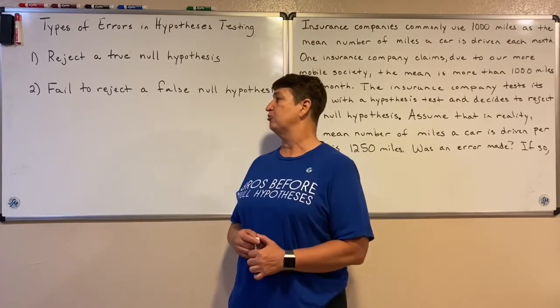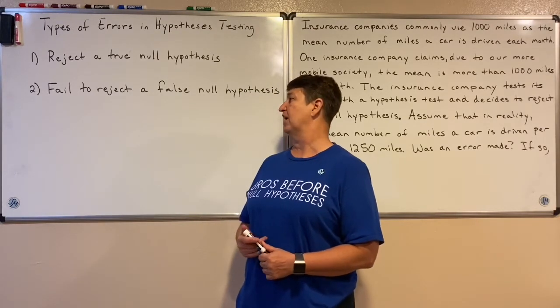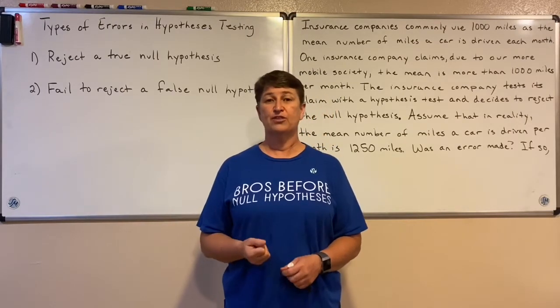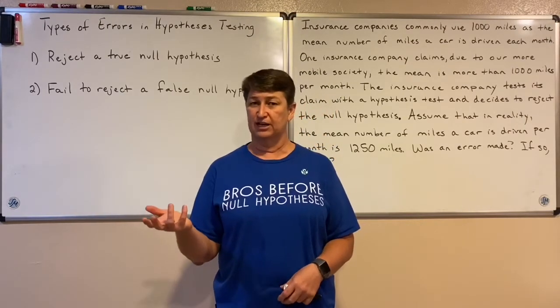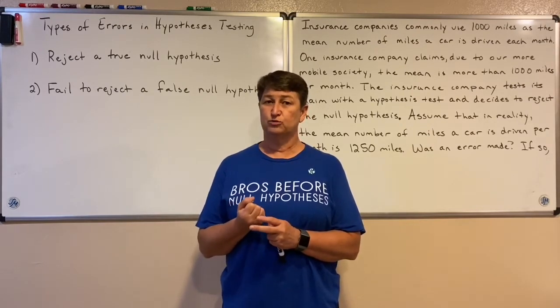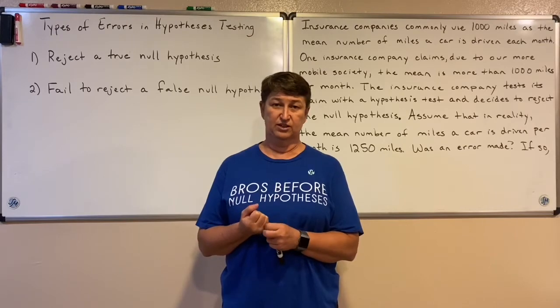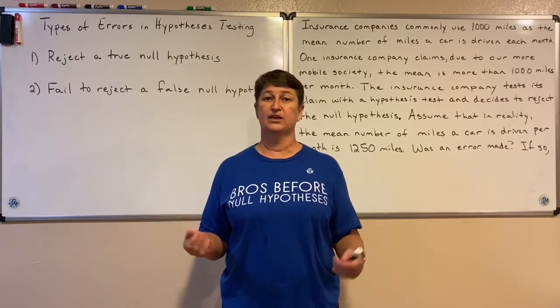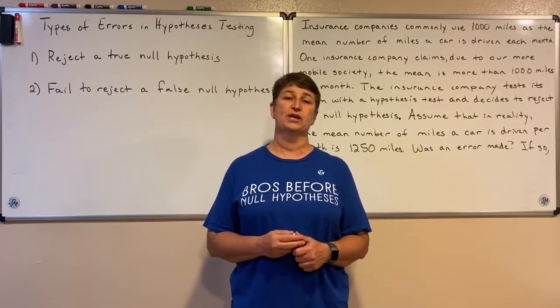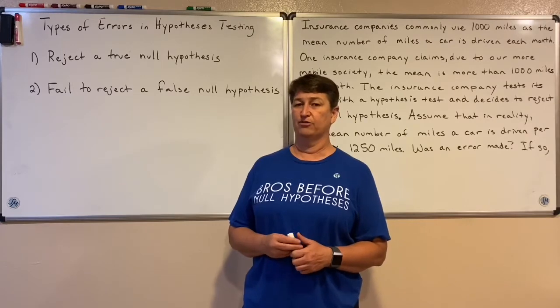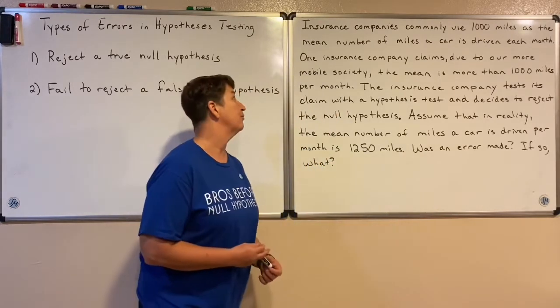Then a type 2 error is to fail to reject a false null hypothesis. So another thing that can happen is we go out and get our test statistic, and that test statistic is not statistically significant. It's not way out there. It's near the mean in that distribution where we think it should be. And so therefore we fail to reject a false null hypothesis. Let's look at an example.